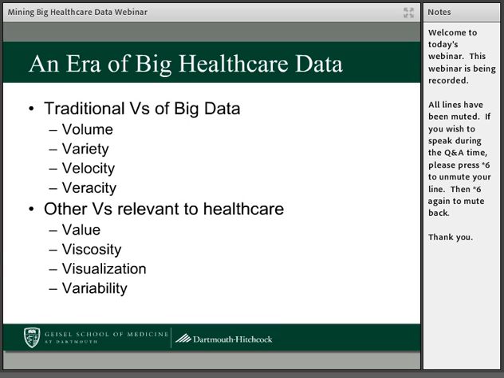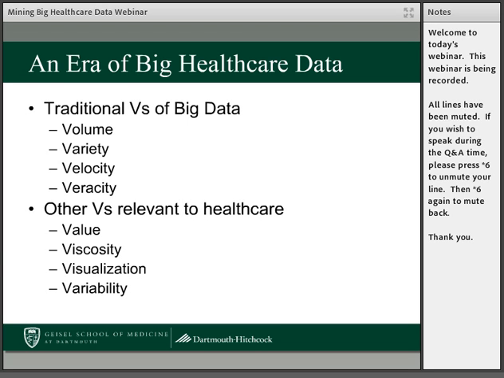A lot of this data is being collected for clinical purposes at the level of precision that's necessary for clinical care, but the question is how well can that information be used in terms of research and understanding how patients are doing. Other people have mentioned other V's, and I think these are relevant to healthcare. So what's the value of this data?